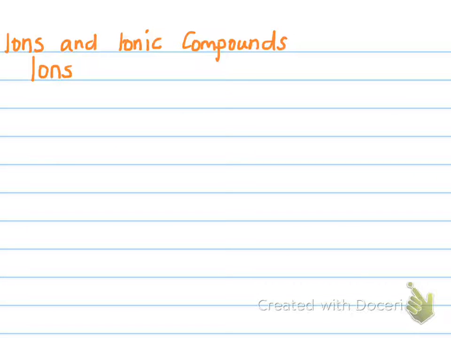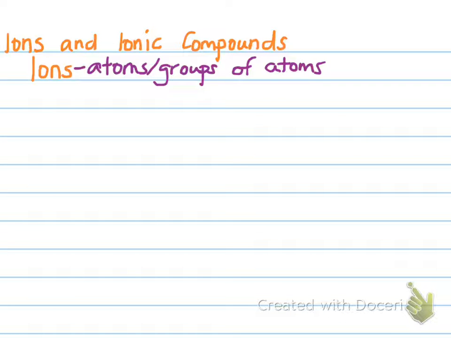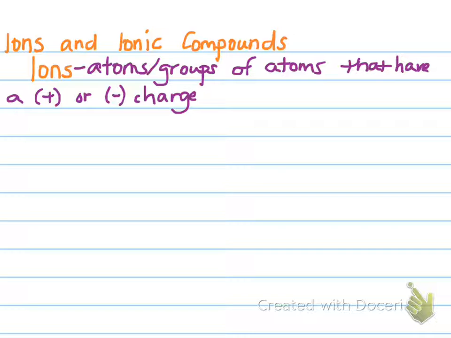So transitioning then to ions and ionic compounds. Remember that we've defined ions already. They are atoms or groups of atoms that have a positive or negative charge, right? We just talked at the start of these notes about those polyatomic ions that I would like you to memorize. Those are groups of atoms that have a positive or negative charge.